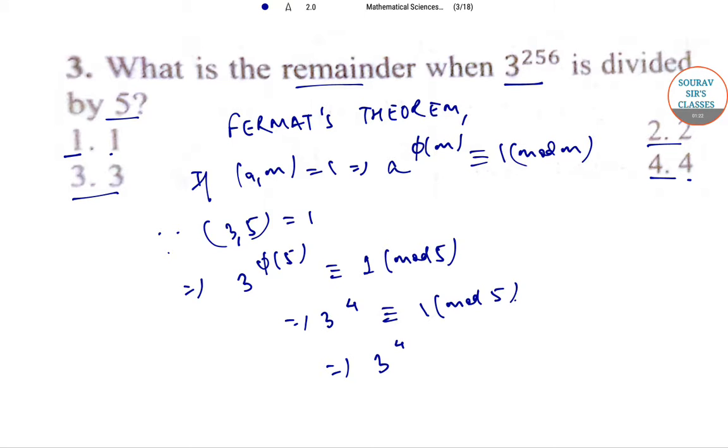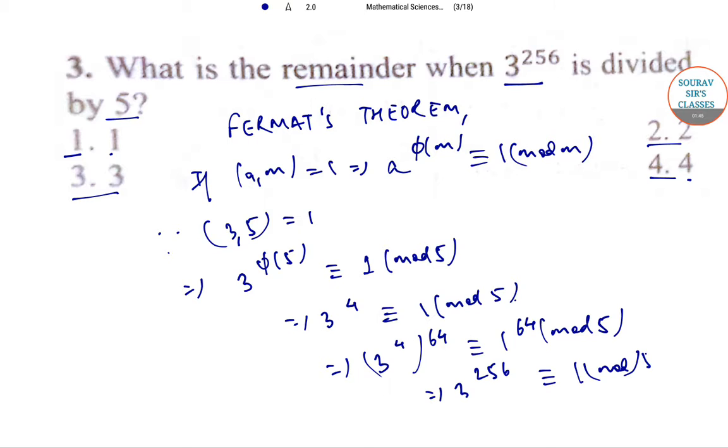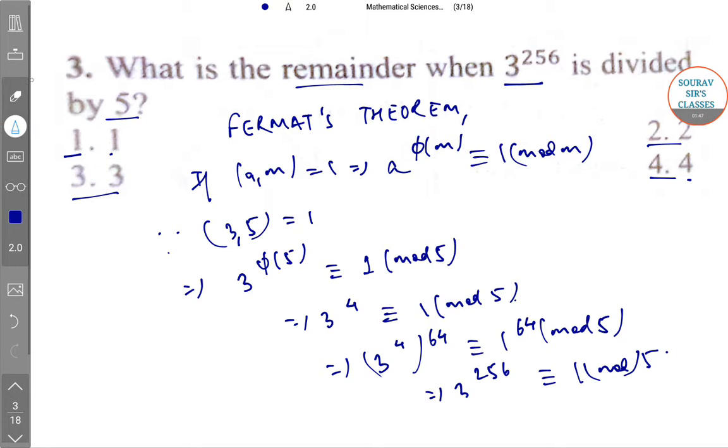Or 3 to the power 4, whole to the power 64, is equivalent to 1 to the power 64 mod 5, or 3 to the power 256 is equivalent to 1 mod 5.